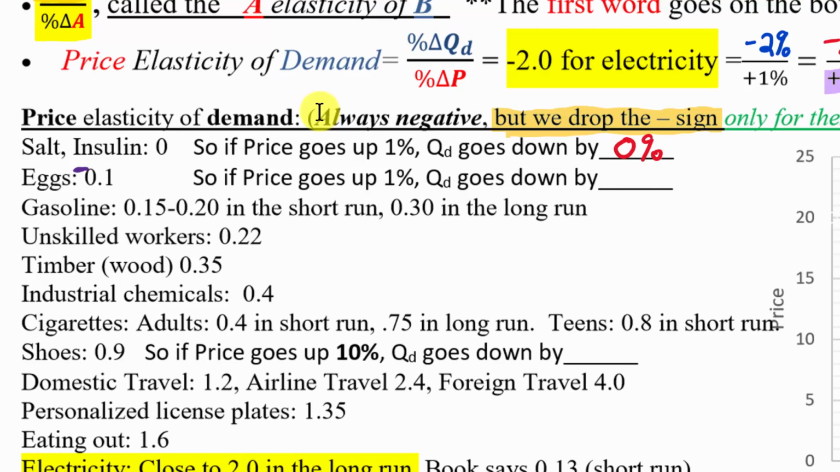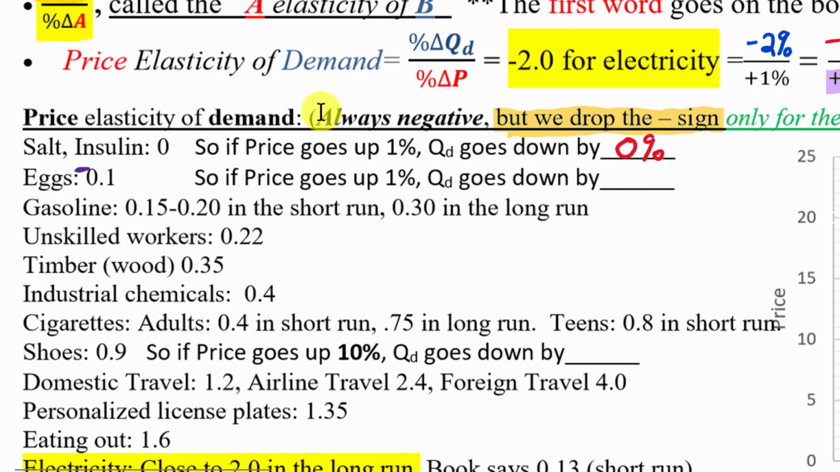If the price went up by 1%, what would happen to the quantity? Well, let's use our little ratio technique over here. If the percent change in price was 1% on the bottom, what would have to go in the top for the percent change in quantity if we were talking about eggs? What over 1 gives you negative 0.1? Well, the answer is negative 0.1%. So this tells us that if the price went up by 1%, people would buy a little less, 0.1% less, a tenth of 1%.